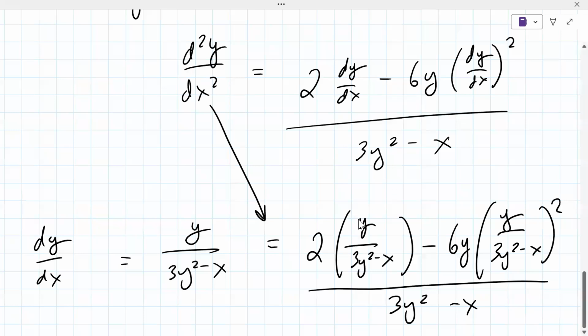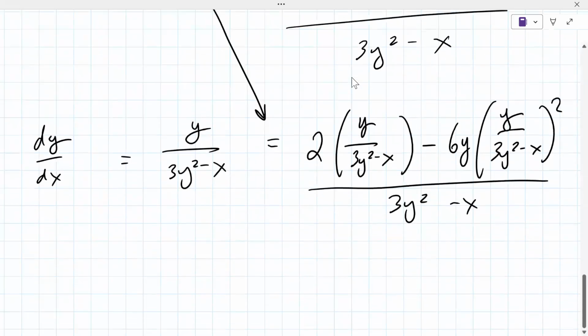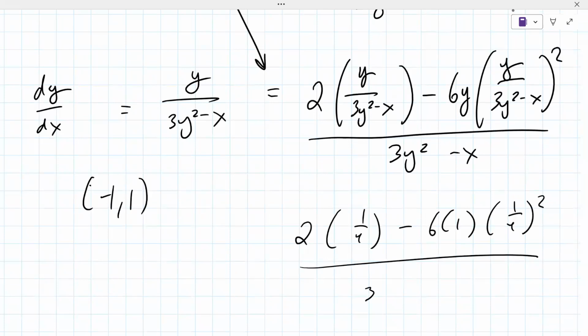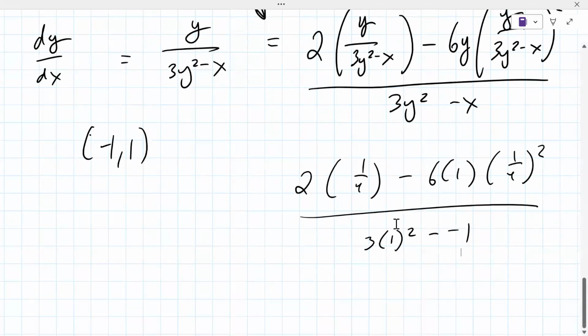So this looks really complicated, right? You're supposed to put in -1 and 1, but you already have the answer for dy dx if you did part A correct. Part A was 1/4. So 2 times 1/4 minus 6 times 1 times 1/4 squared, over 3 times 1 squared minus negative 1. Again, it looks terrible, but I already have some of it from the first part.